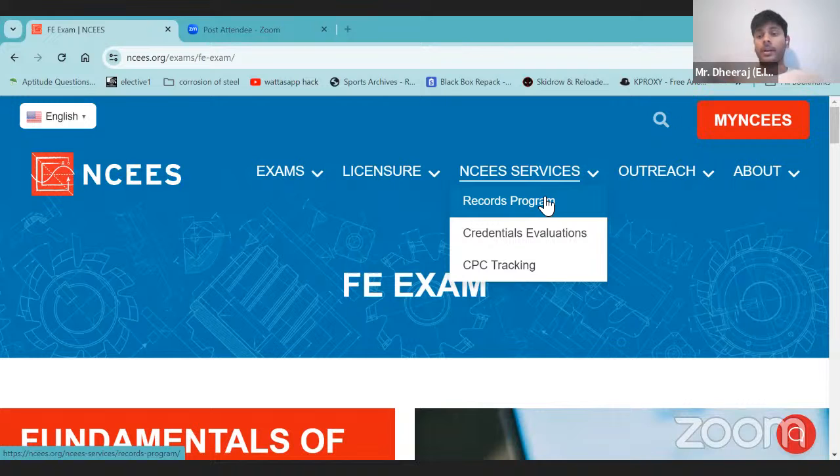Compared to the GATE exam, this is a very simple exam. You don't have any negative marking. Moreover, in this exam you will be provided with a handbook, the Fundamentals of Engineering Handbook. The very big advantage of this handbook is that you need not remember any formula. Everything is coming from the handbook. So that is one of the major things.